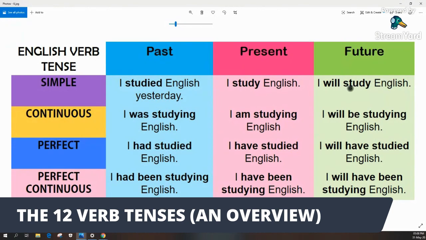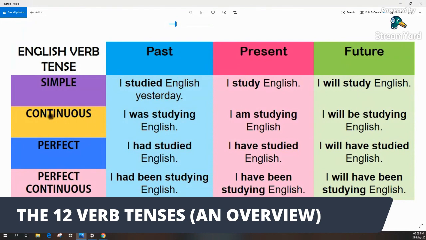future tense or the simple future tense. I will study English. When to use this? This is to indicate an action or condition or circumstance which has not taken place yet. So the action is to be done, to take place yet. Okay. So, I mean, has not taken place yet. So that's it. Future, you have to do the action tomorrow, the following week, the following month. So that is for the future simple.